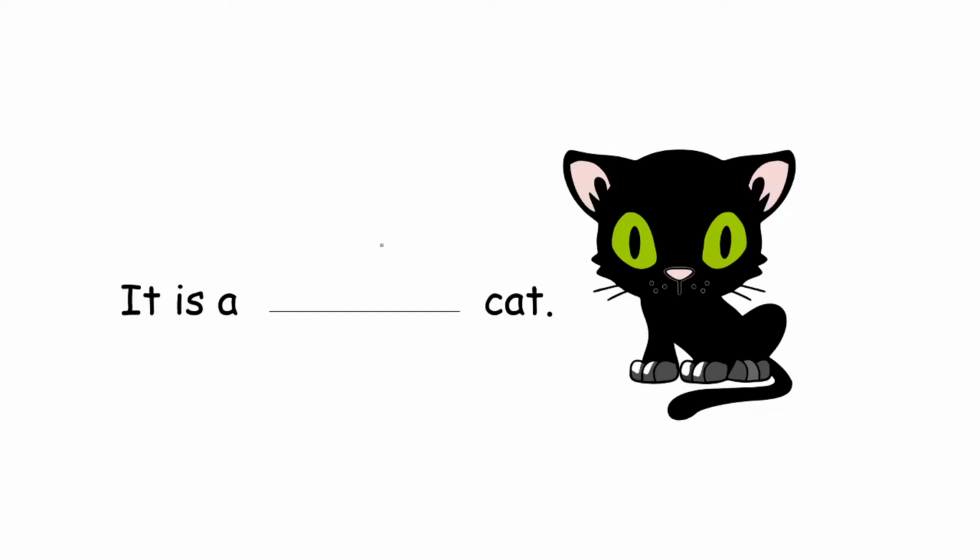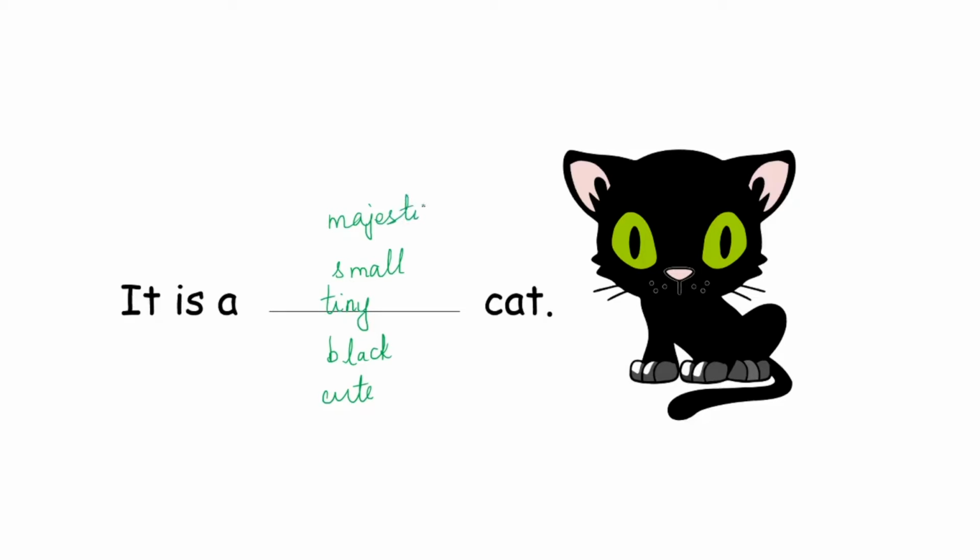And then it is a dash cat. Here I can say that it is a tiny cat or it is a small cat. Both again mean the same. It is a black cat. It is a cute cat. It is a majestic cat.